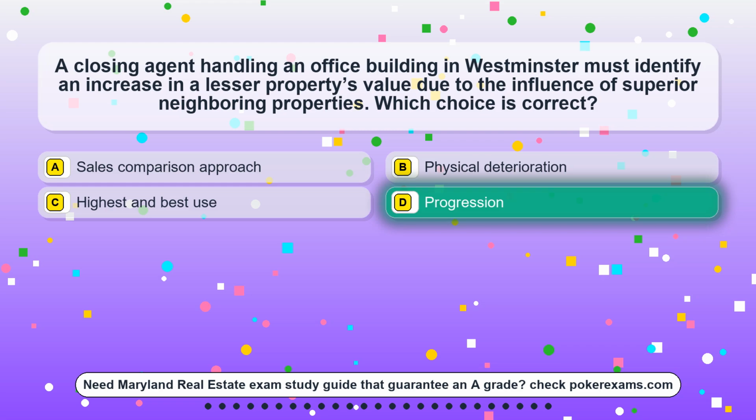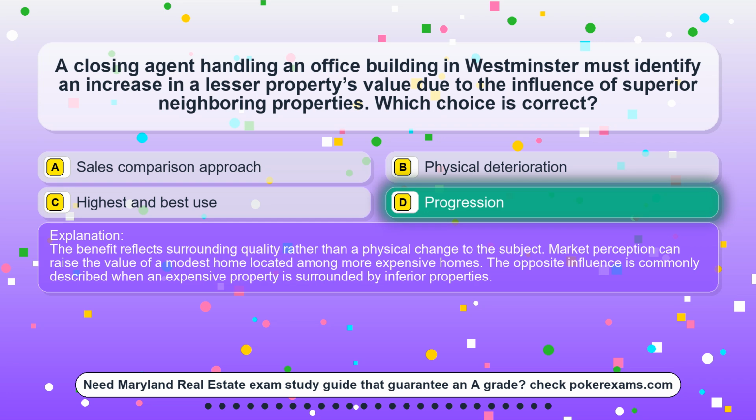The correct answer is option D. Progression. The benefit reflects surrounding quality rather than a physical change to the subject. Market perception can raise the value of a modest home located among more expensive homes. The opposite influence is commonly described when an expensive property is surrounded by inferior properties.